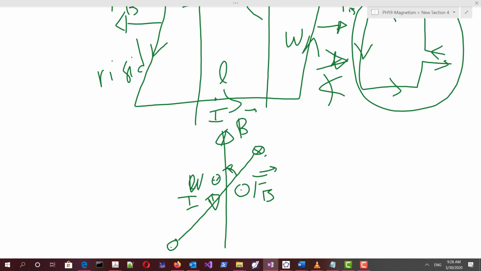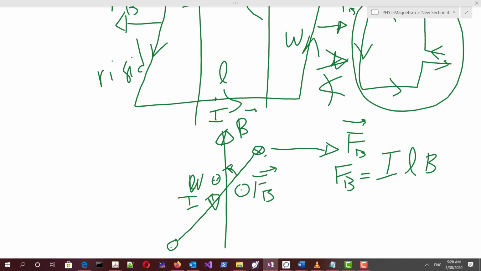So again, the current is going in. The magnetic field is going up. So if I apply the right-hand rule, this is where the force on this side is. And its value, F_B for the top side, is going to be given simply by the current, which is I, times the length L, times B, times sine of 90 degrees, which is just 1. The reason for 90 degrees is that the current is going in, and anything going in is going to be perpendicular to anything on this surface, including the magnetic field.